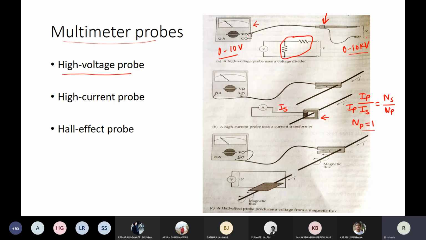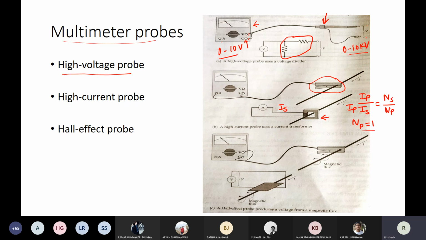You see these different probes, different terminals are provided for voltage measurement and current measurement, and this C represents the common terminal, which we already discussed. Usually such clips are there. You can clip this around the wire through which you want to measure the current.